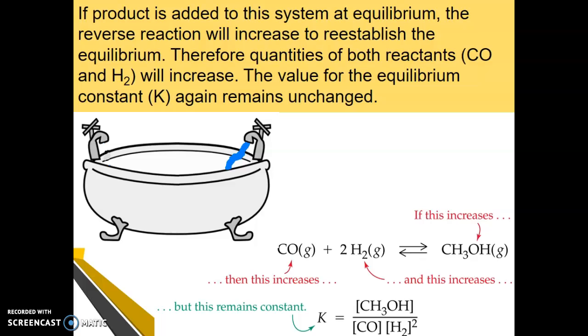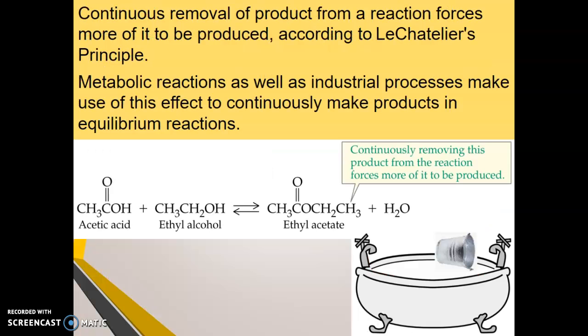If the product is added to the system at equilibrium, the reverse reaction will increase to reestablish equilibrium. Therefore, quantities of both reactants, both carbon monoxide and hydrogen, will increase. So the value of the equilibrium constant, again, is going to be unchanged. So we still have the same reaction. We're adding more product. That's going to drive this reaction back to the left and increase the amounts of our reactants. But our K expression and our K value stays unchanged.